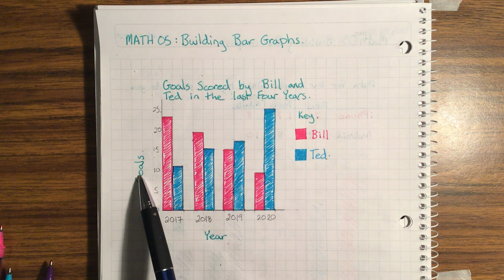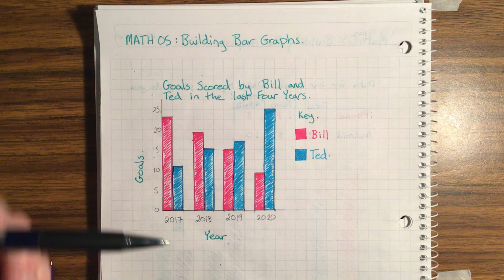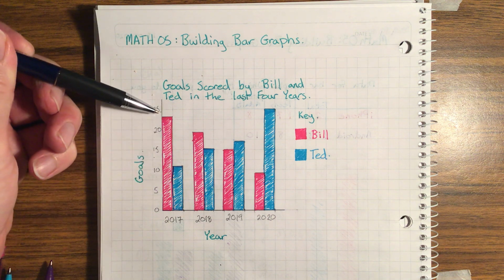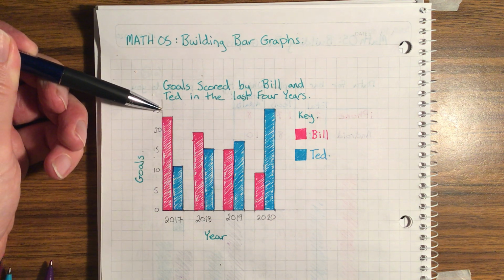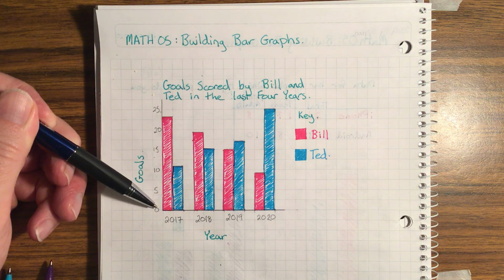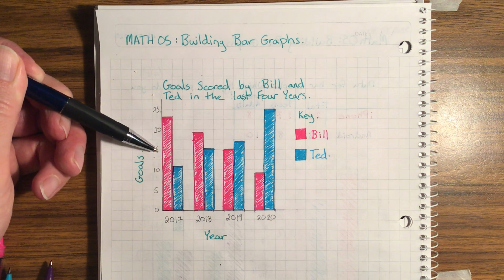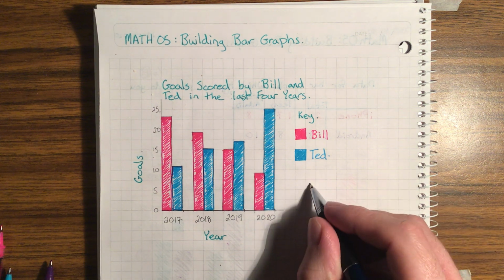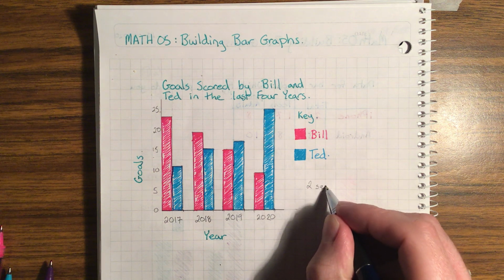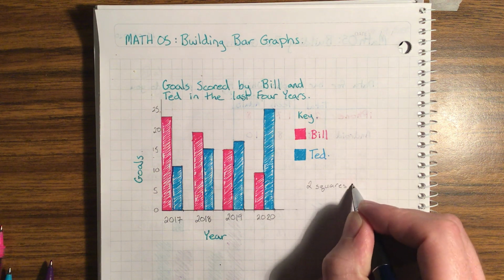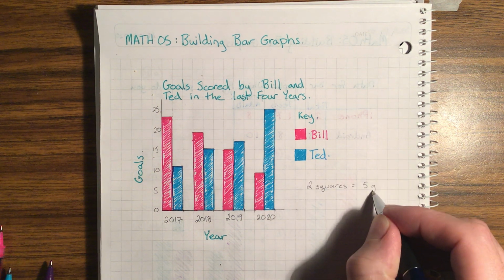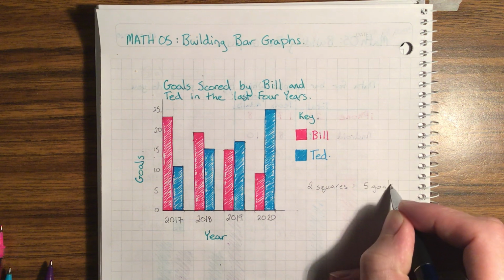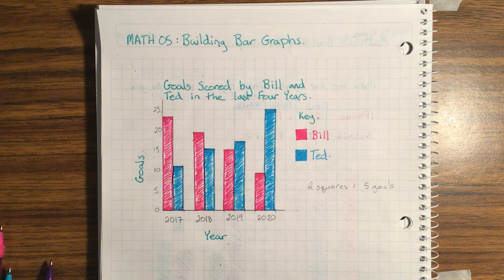My vertical axes right here, it's the goals. It starts at 0, it goes up to 25 goals. 25 goals at this line up here. And it goes up by 5 every 2 squares. So I'm just going to make a note of that over here, that 2 squares equals 5 goals. That is my scale of my vertical axes.